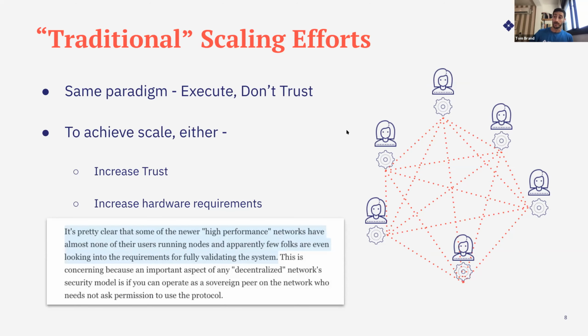Now, also a very nice anecdote. Jameson Lopp did a nice report, I think last week, maybe even this week, where he tried to sync with all the new chains. And one of the conclusions that he wrote at the end of the report is that it seems that for the new higher performance networks, almost none of the users actually run a full node, because the requirements for being able to validate the system are too high. So on one hand, it seems like they achieve scale, but on the other hand, there's no real way to execute and not trust some delegated validators.